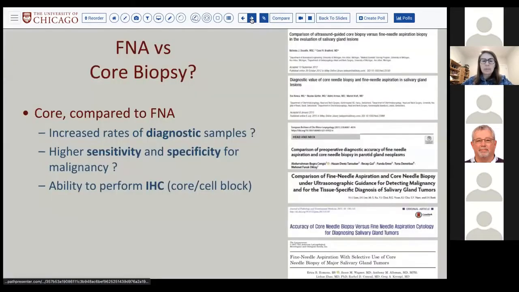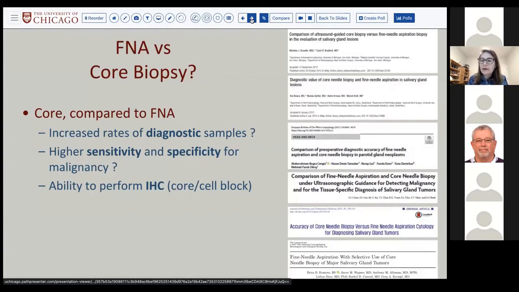So how does core biopsy come into play along with FNA? There's actually quite a number of studies putting core biopsy and FNA head to head. And interestingly, a lot of the studies have showed that there may be increased rates of diagnostic tissue with the core biopsy, as opposed to higher risk of non-diagnostic in an FNA. There may be higher sensitivity as well as specificity for diagnosis of subtypes of malignancy with a core biopsy.